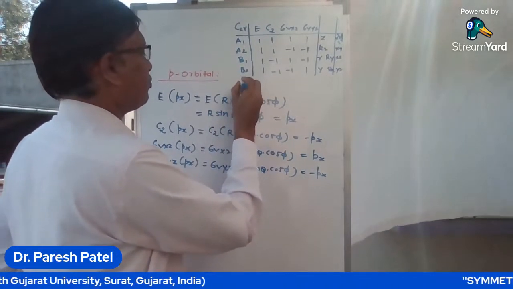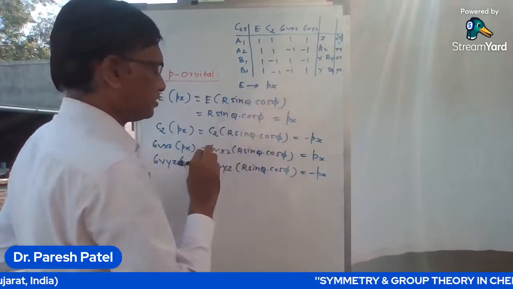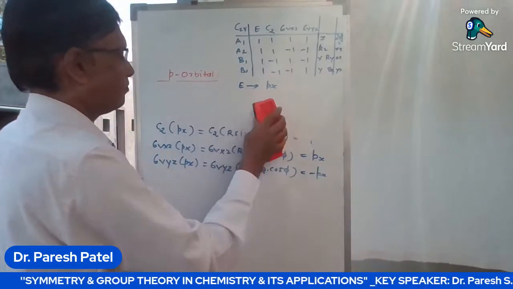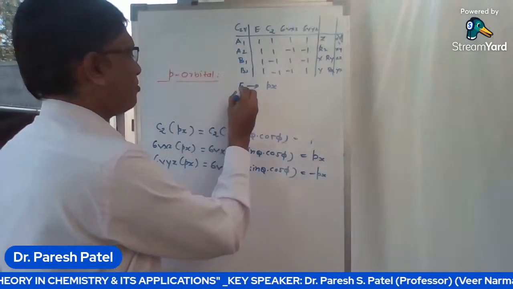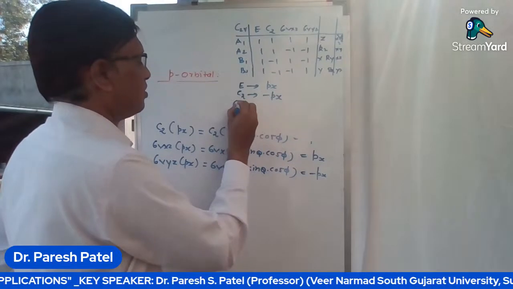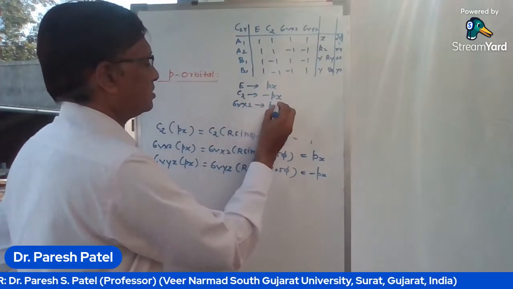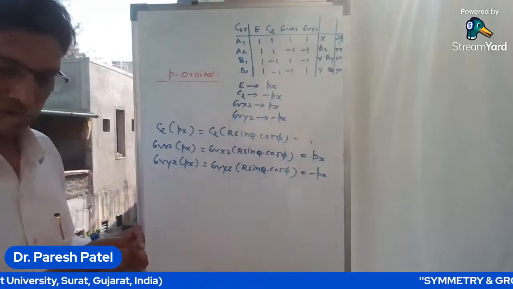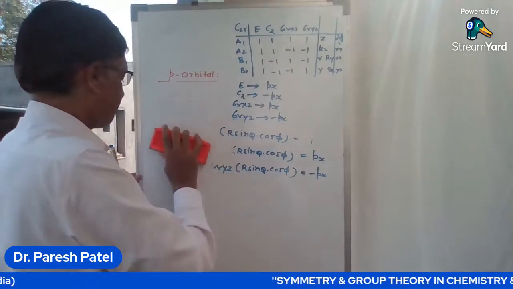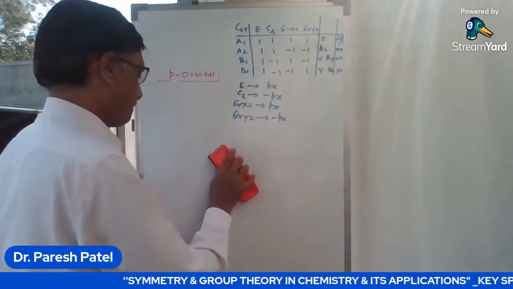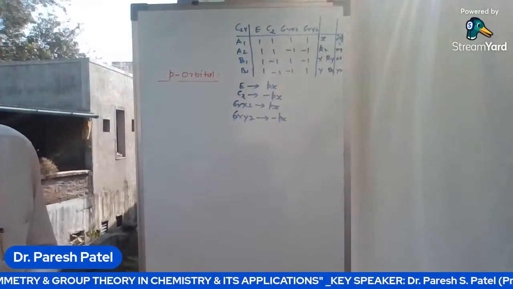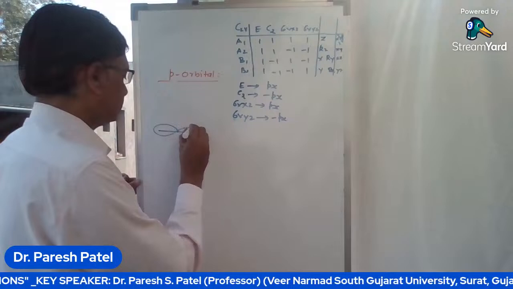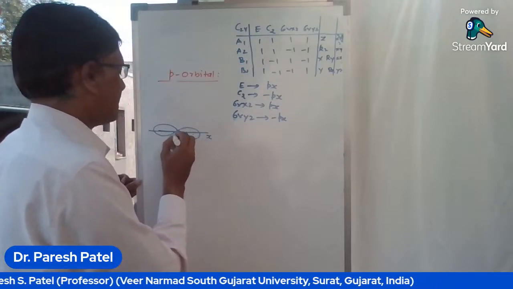So if you operate the identity symmetry operation, it gives px; the C2 symmetry operation gives minus px; the sigma v xz symmetry operation gives px; and the sigma v yz symmetry operation gives minus px. This one is the x-axis.